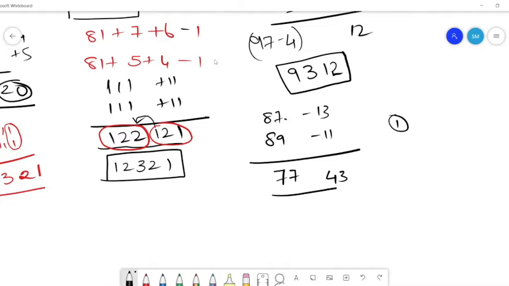So 87 minus 11 and 89 minus 13 will always give the same answer. Either you can take 87 minus 11 or you can take 89 minus 13, either of the diagonals. And if there is any carryover, you need to add that. You will get the product.